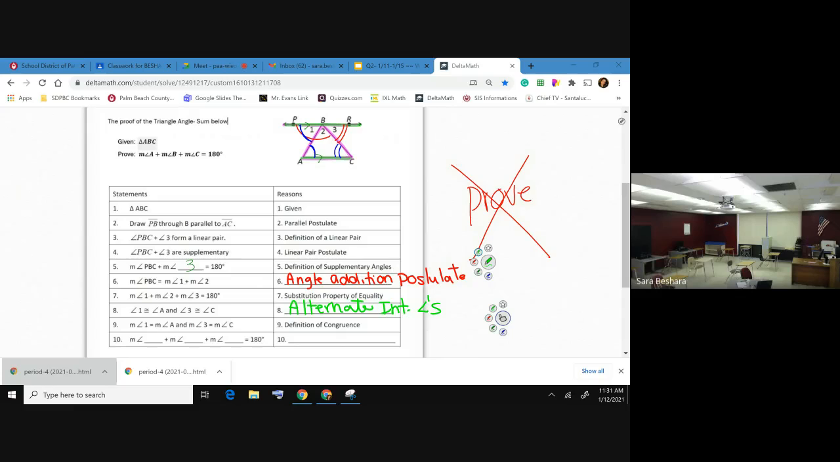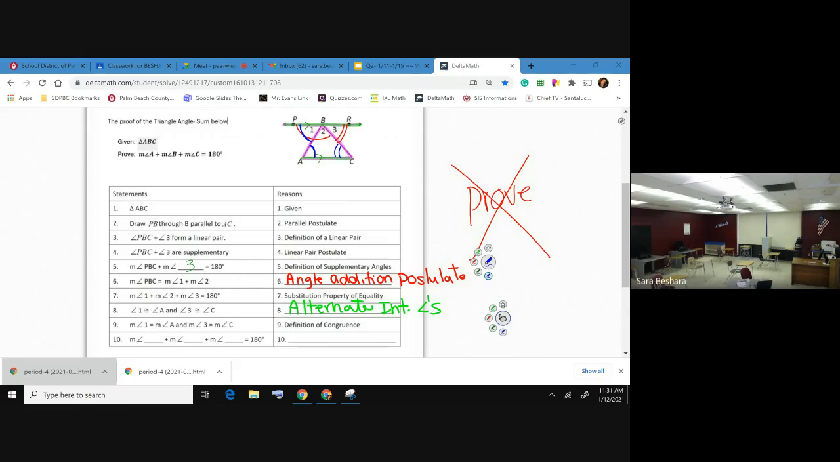Alternate interior angle. Okay? Now, because they're congruent, they are equal in measure. That's what the definition of congruence says. Remember, we said that congruent means they're equal. All right. Now, 1 and A are congruent. Can I replace 1 with A?